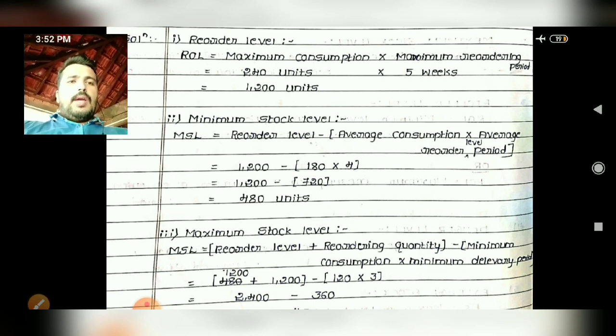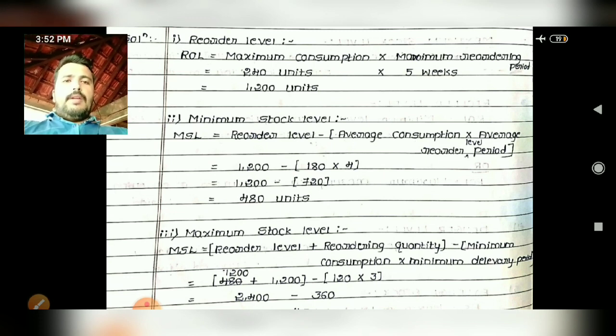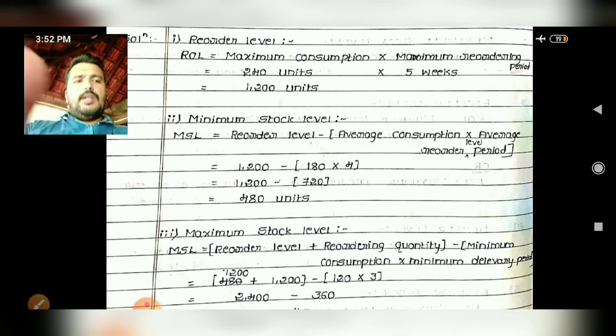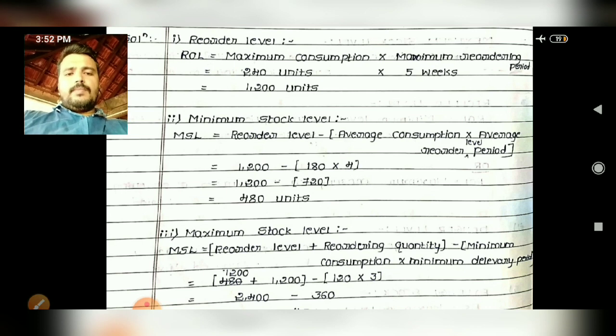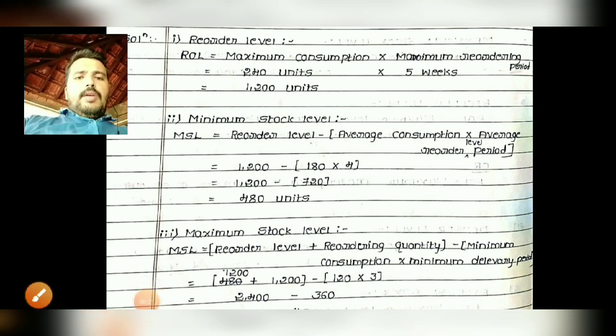The next element which is asked to calculate is minimum stock level. So minimum stock level you need to calculate. The minimum stock level formula, learn it by heart and note it down. Minimum stock level equals reorder level minus, and in the bracket you have to take average consumption into average reorder period. Note down this formula.